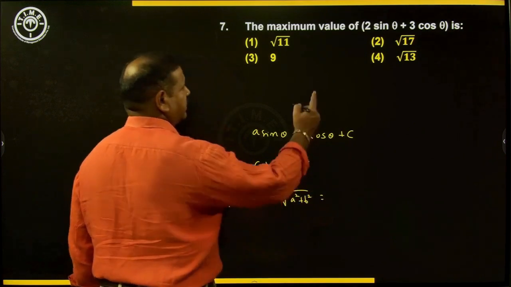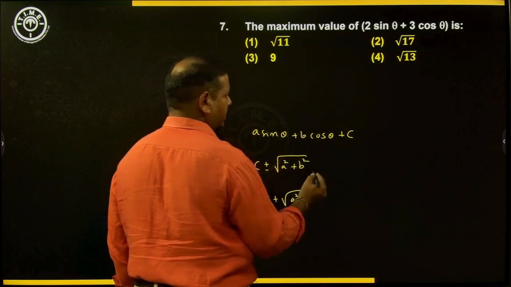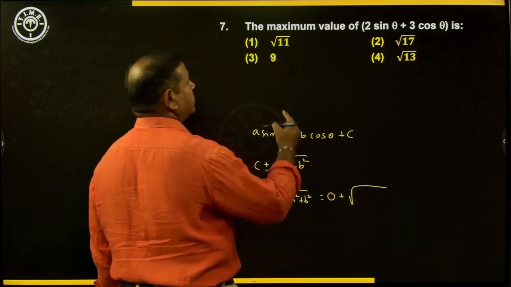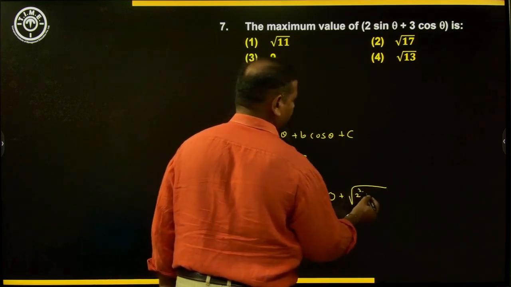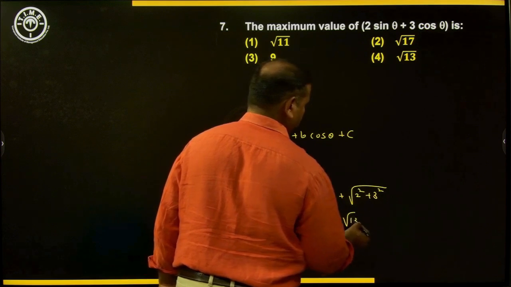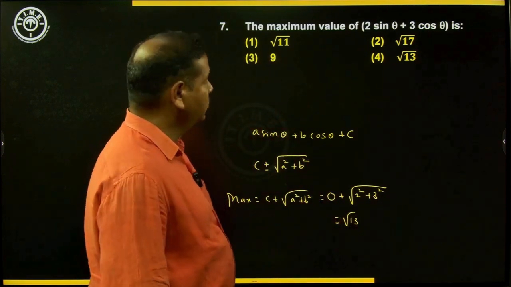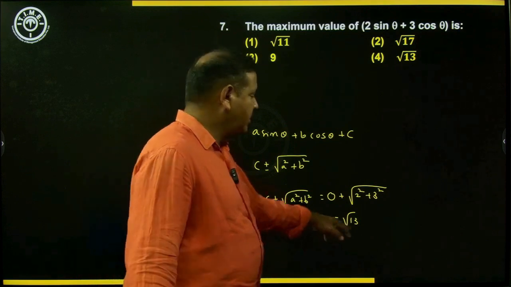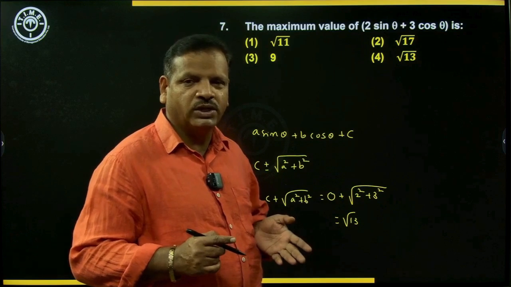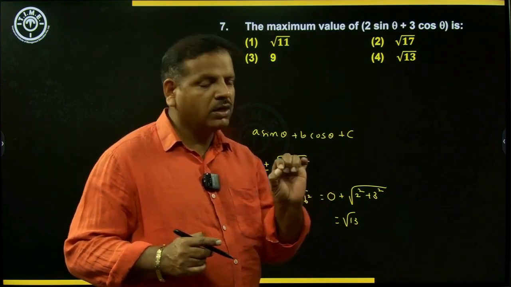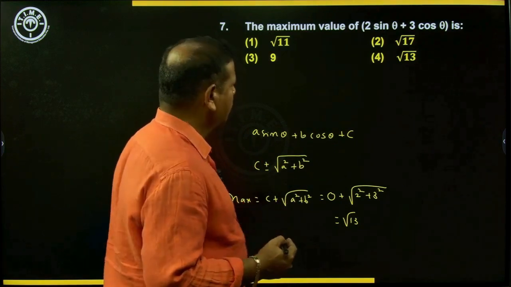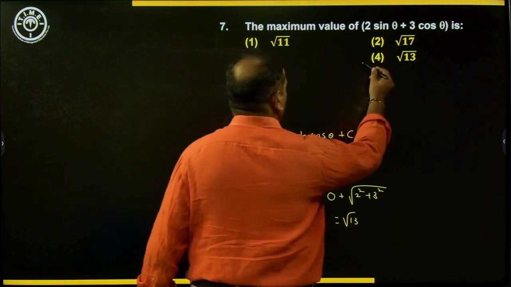C means constant. Is there any constant in that? Sin term and cos term are there, but constant is 0. Root over a square plus b square: 2 square plus 3 square, 9 plus 4 is 13, which is root 13. What is the maximum value of this? Root 13. If he asks the minimum, it is minus root 13. If he asks the range, you have to write both in a closed interval: minus root 13, comma, root 13. That is called the range. But here he is asking only the maximum value, which is root 13. That is option 4.